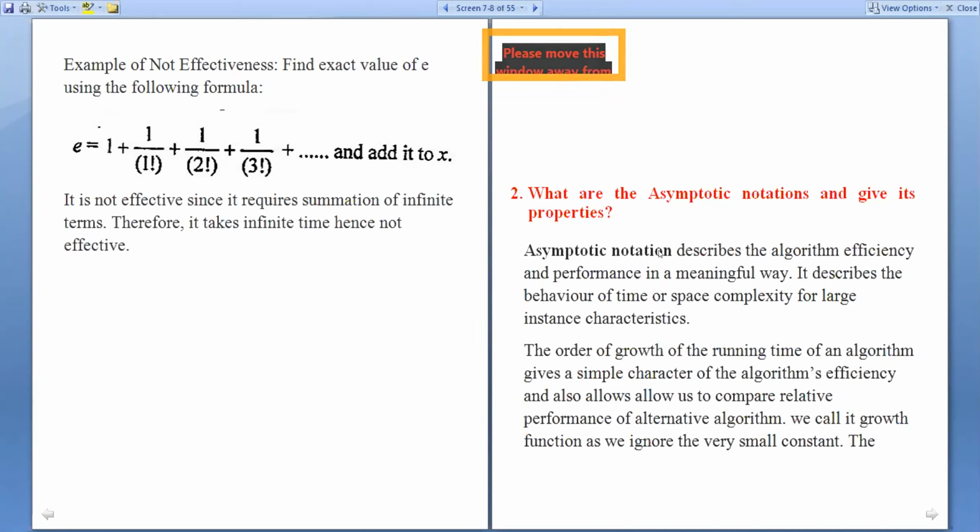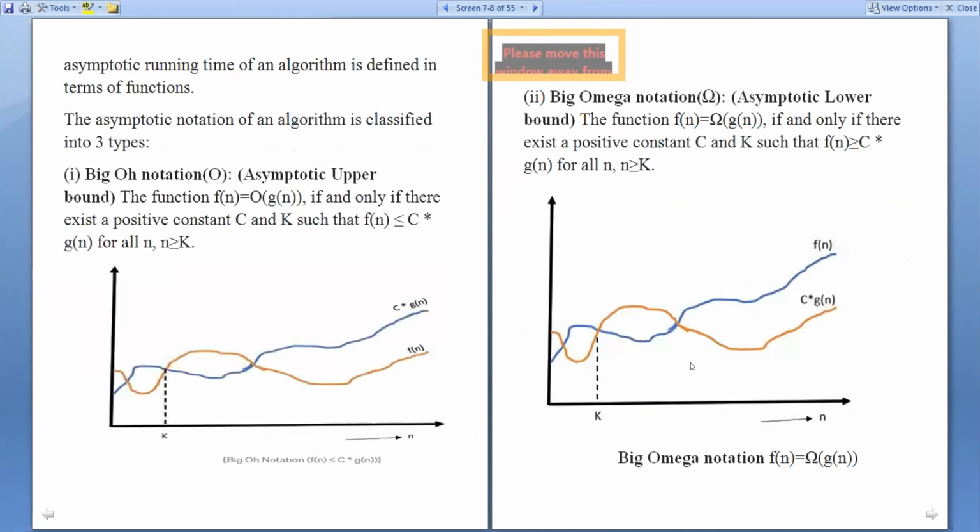This asymptotic notation is mathematical. This notation came from mathematical analysis, so asymptotic notation involves mathematics. The asymptotic running time of an algorithm is defined in terms of functions, since we are using mathematical functions. So the running time of an algorithm can be defined by using functions.